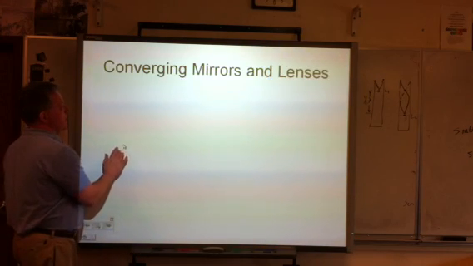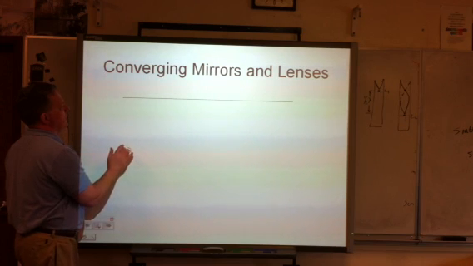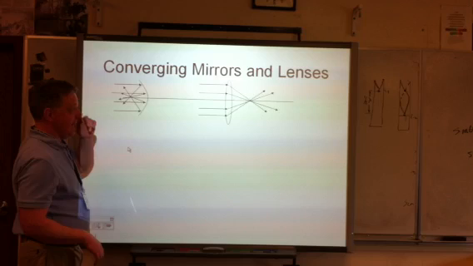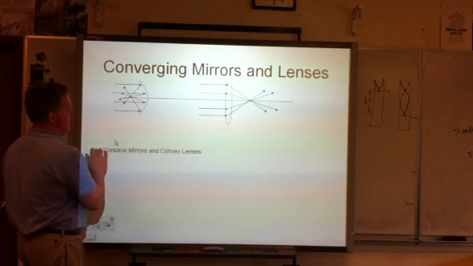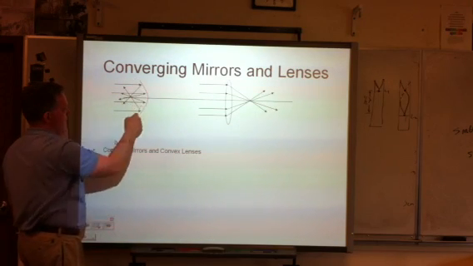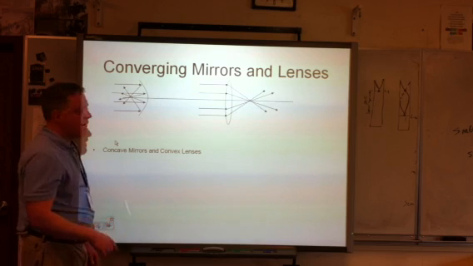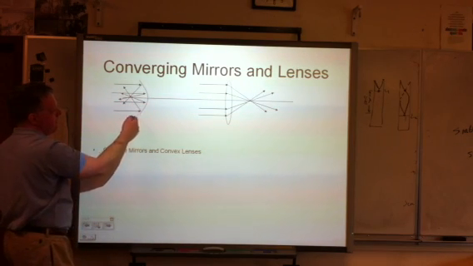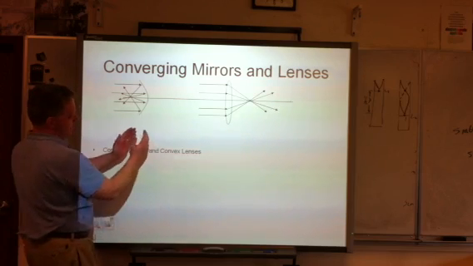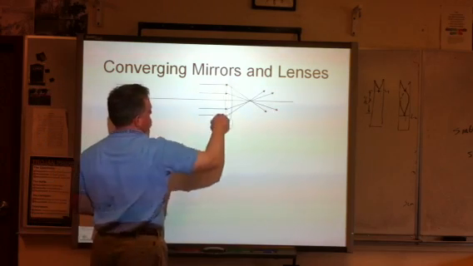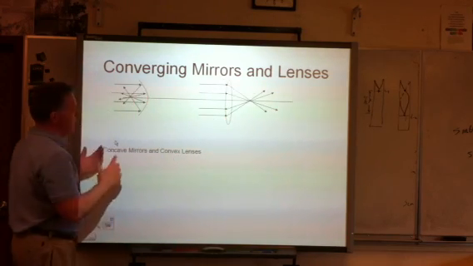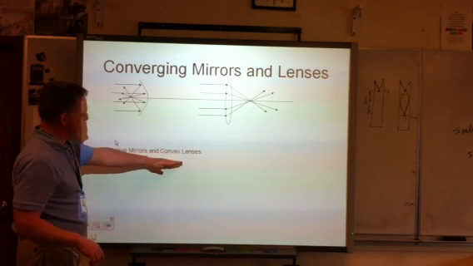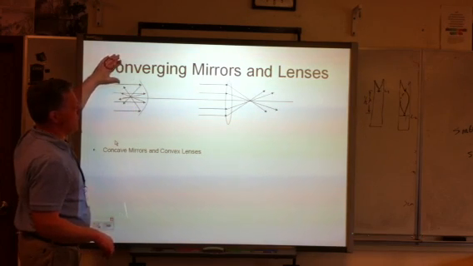Now we're going to start talking about curved mirrors. These are called converging mirrors and lenses. It's for a concave mirror and a convex lens. Concave means the light comes into it like it's entering a cave, and convex is the opposite. So convex bows out. So this is a convex lens. You need to memorize that concave mirrors act the same as convex lenses. Both of them are converging.